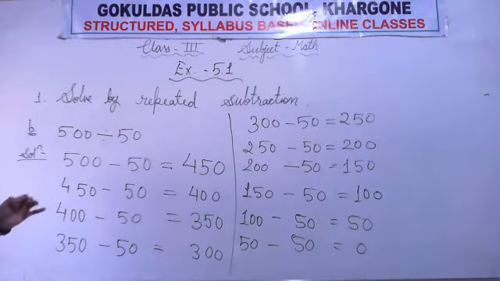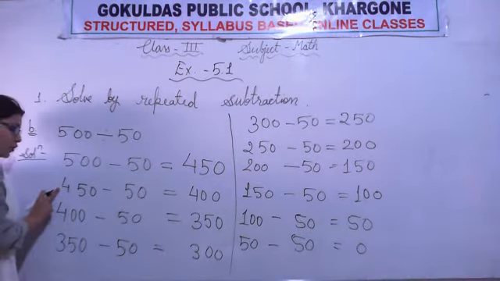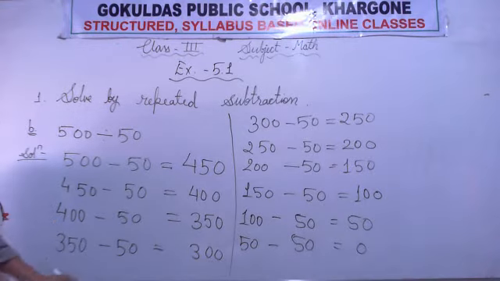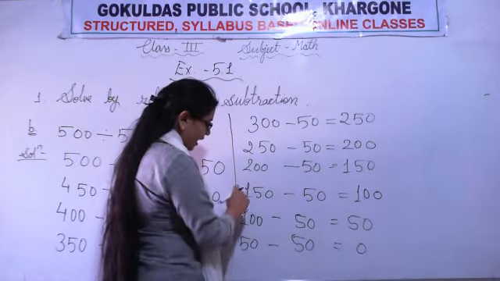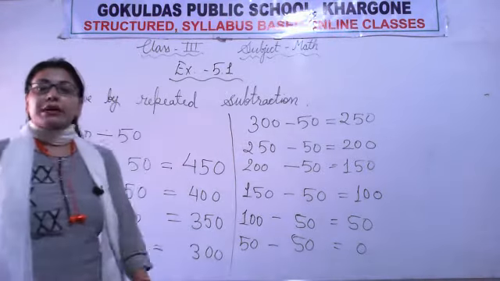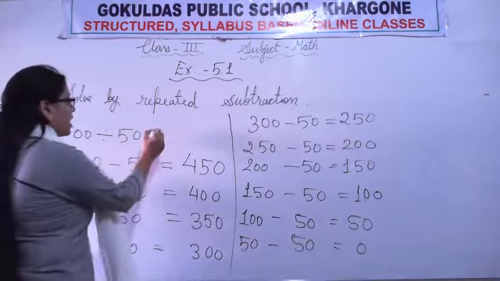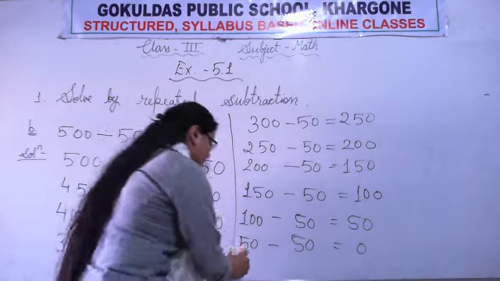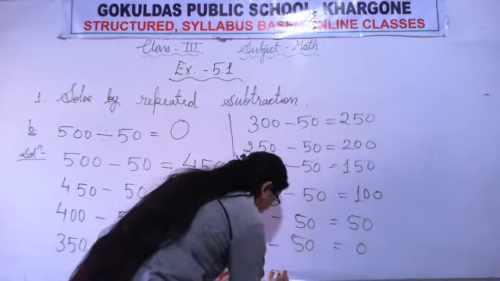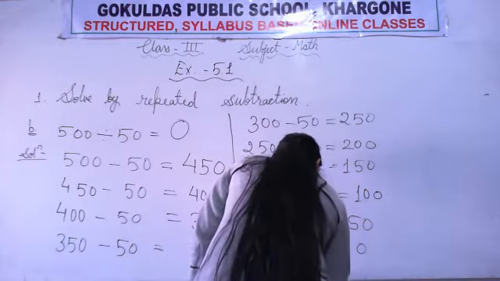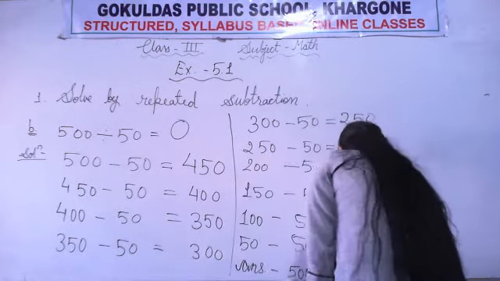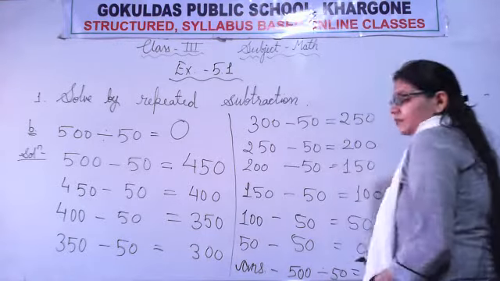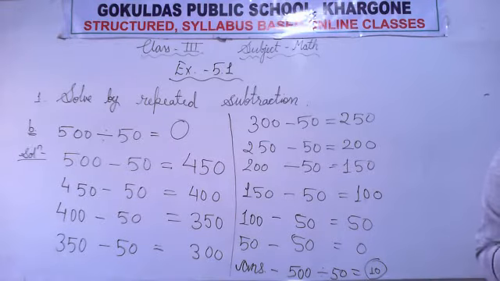Now we will count the number of times we have repeatedly subtracted. So let's count 1, 2, 3, 4, 5, 6, 7, 8, 9 and 10. We subtracted 10 times, which means our answer is 10. So let's write down the answer. So the answer is 500 divided by 50 is equal to 10. So students, note this down.